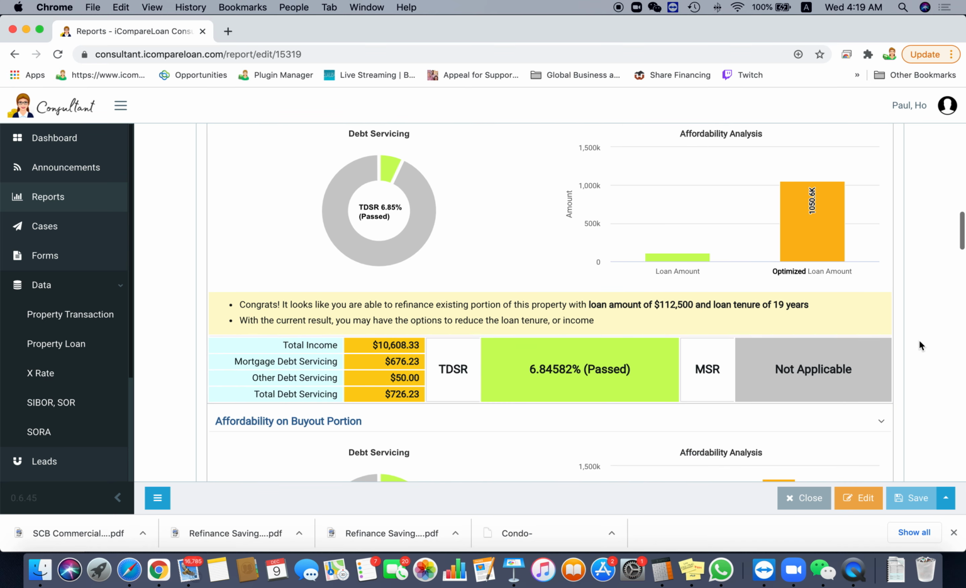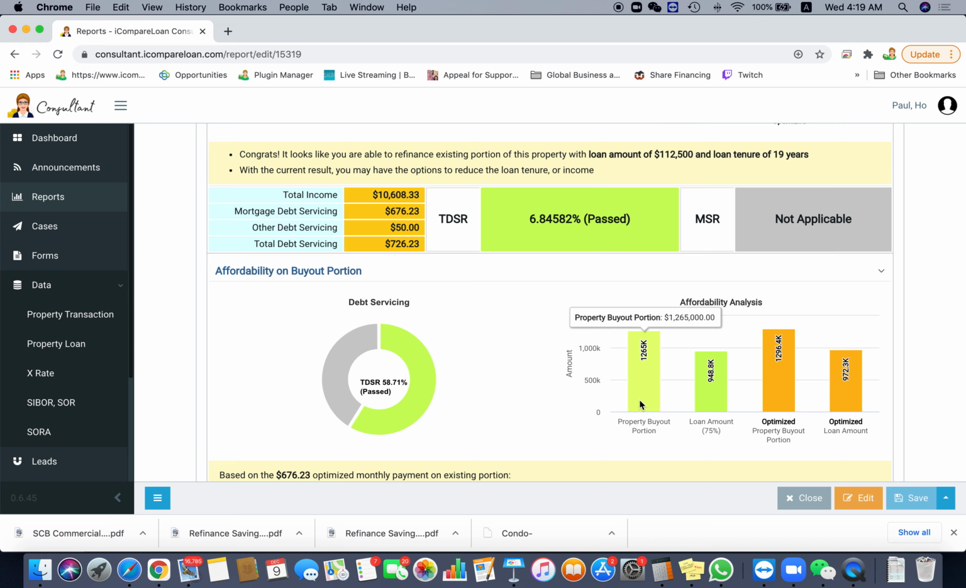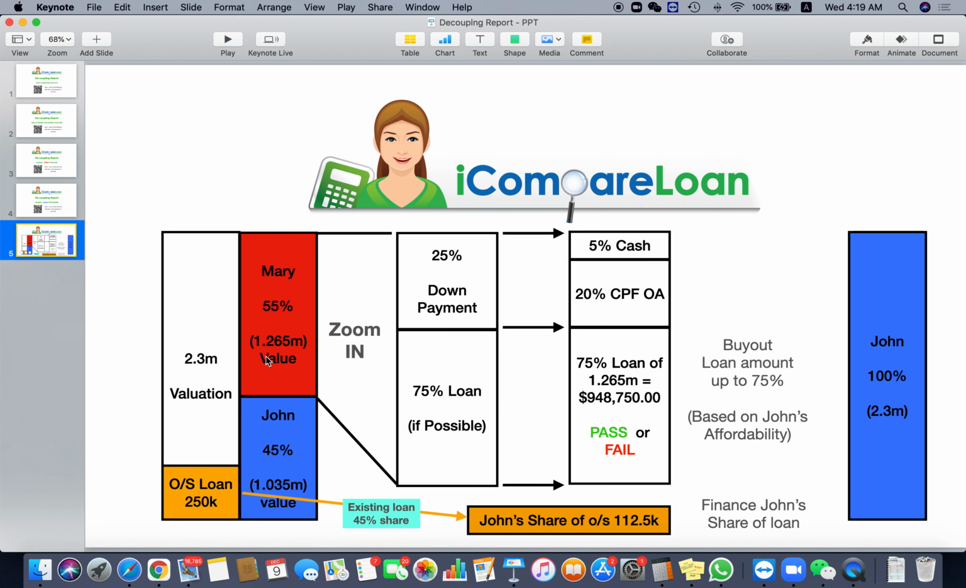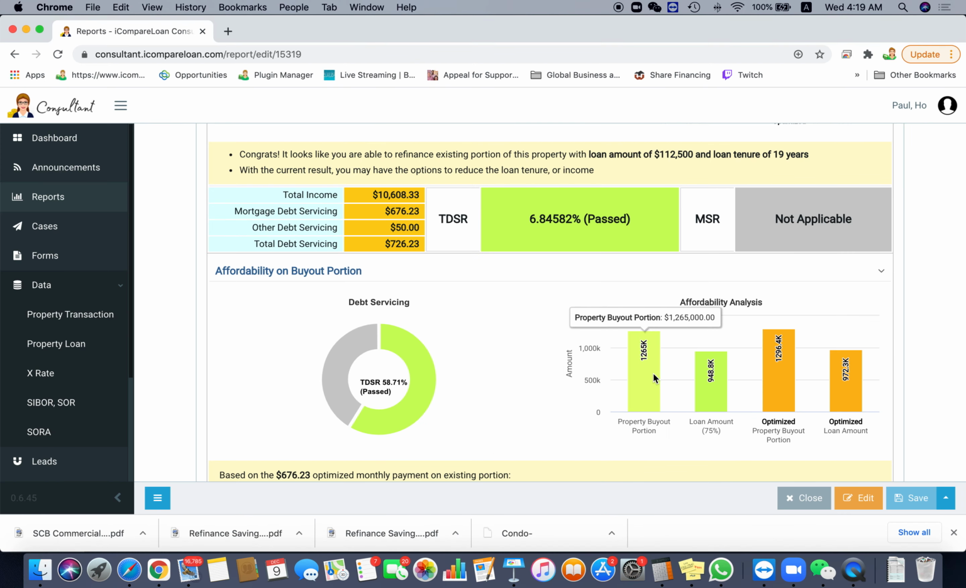In this case, we look at this amount here of the property purchase price of 1.265 million, and he is trying to borrow 948.8, and he would pass, right? So in this case, we look at his TDSR. He's at 58.71, so he would pass, right? A TDSR of up to 60% is allowed.